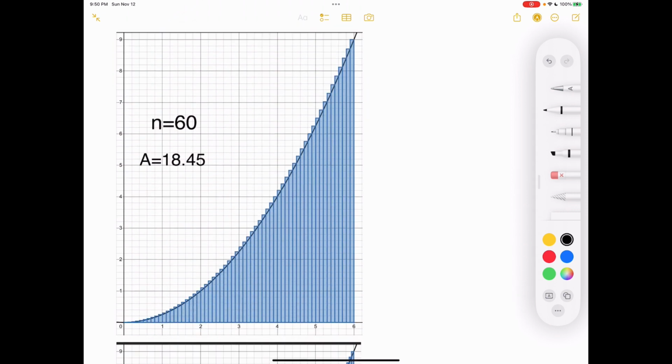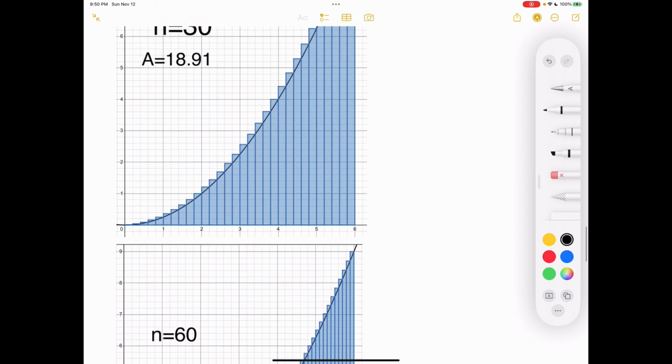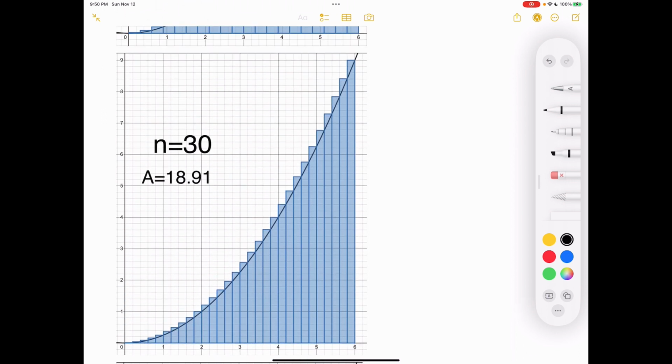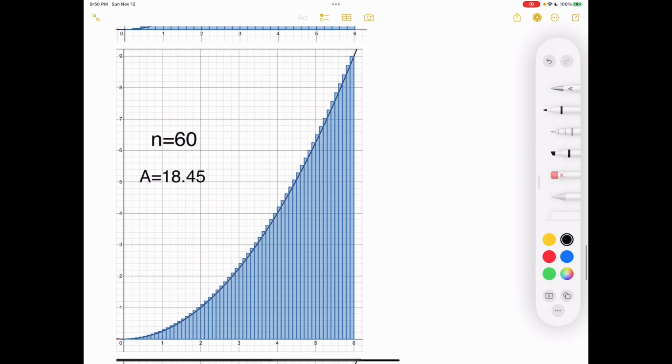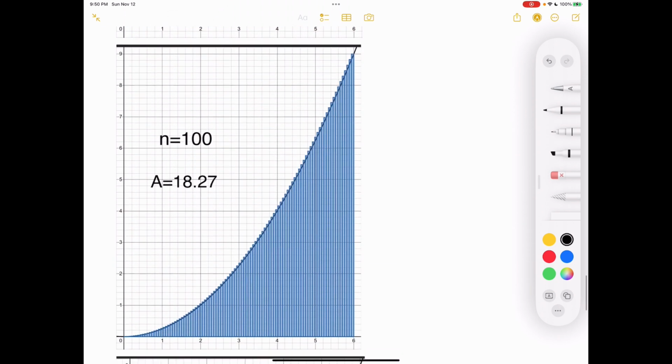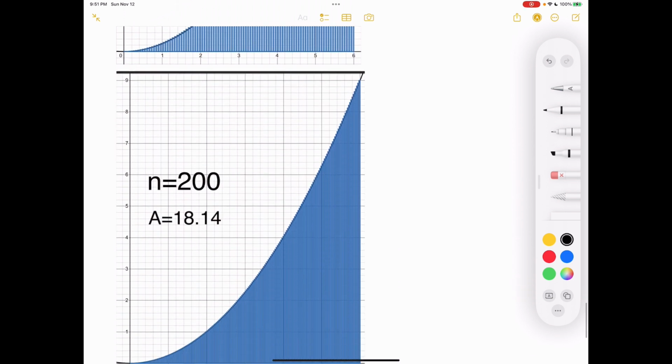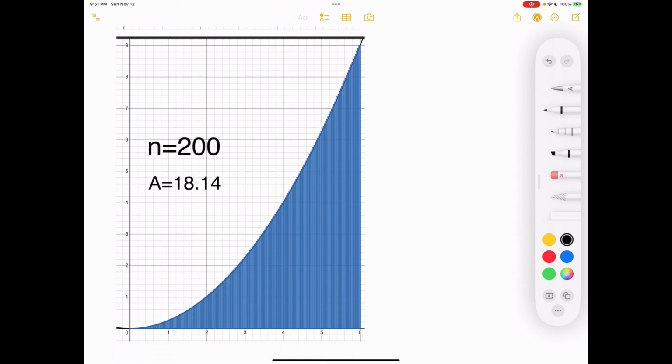What about when n equals 60? Well, in this case, we got our area of 18.45. And you should notice a pattern here that as n is increasing, the area of each rectangle that hangs over the function, the overestimate, is getting smaller and smaller. So when n equals 100, yeah, it's still an overestimate, but each one of the rectangles, the area hanging over the function, is smaller and smaller. So for n equals 100, we got an area of 18.27. And when n equals 200, we got an area of 18.14.